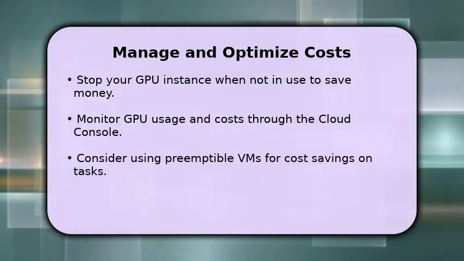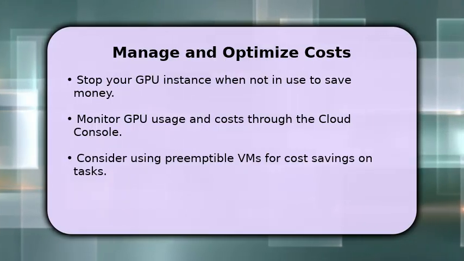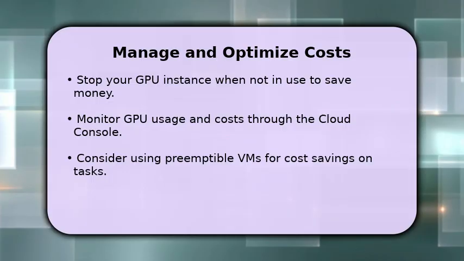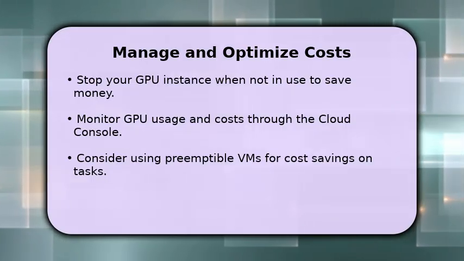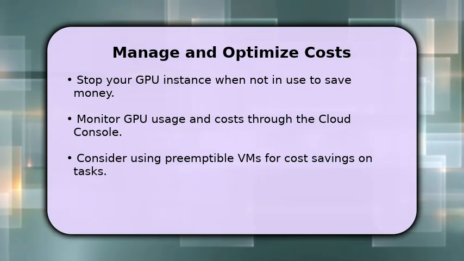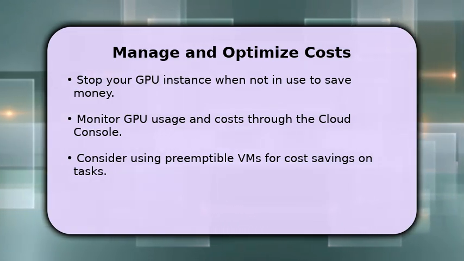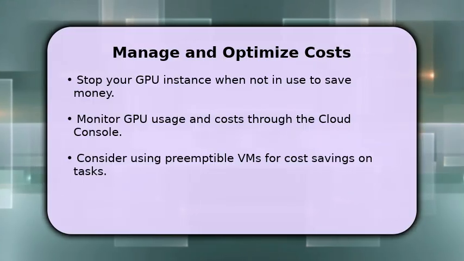Finally, managing your GPU resources efficiently is vital for cost optimization. Always remember to stop your GPU instance when it's not actively being used. This prevents unnecessary charges. You can monitor your GPU usage and associated costs directly through the Google Cloud Console. For non-critical or fault-tolerant workloads, consider using preemptible virtual machines to achieve significant cost savings.